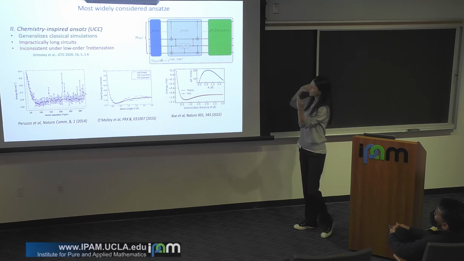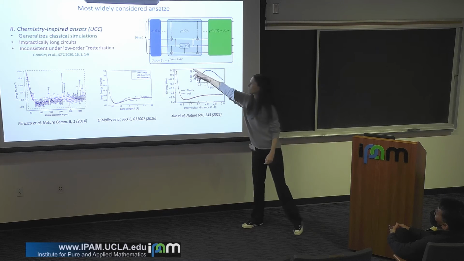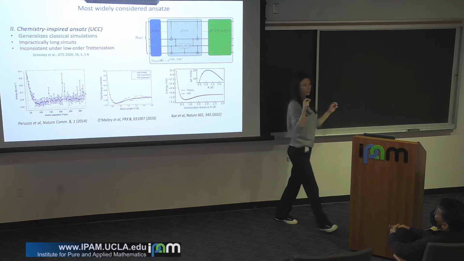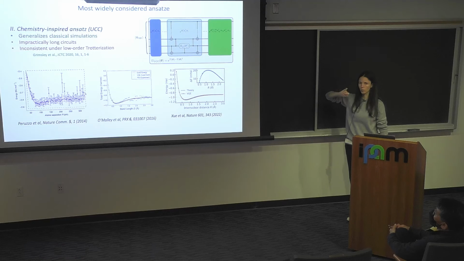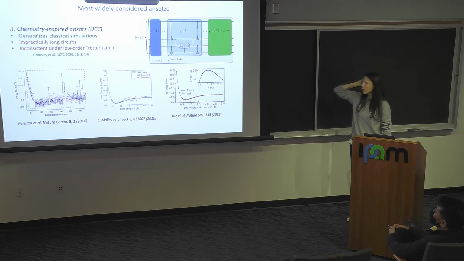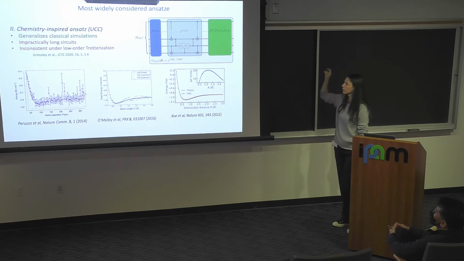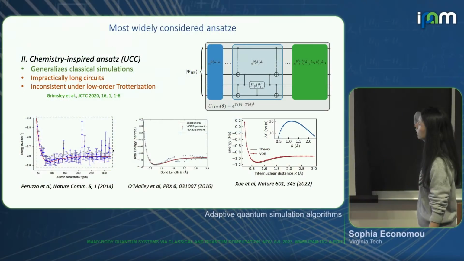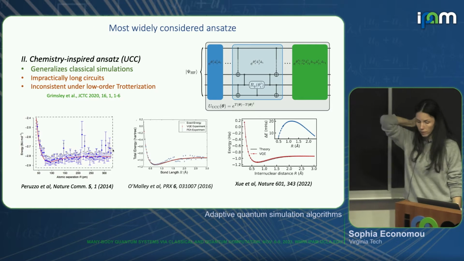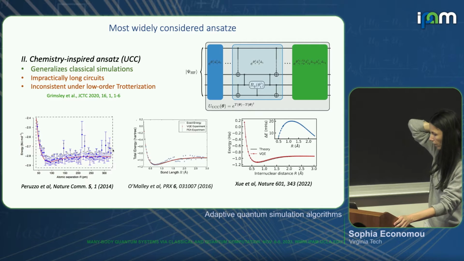And this really looks like the exponential of a sum of such terms, such that this is a unitary operator. Each of these a dagger a, etc., carries its own parameter. Okay, so in some sense it's nice because it generalizes classical simulations.